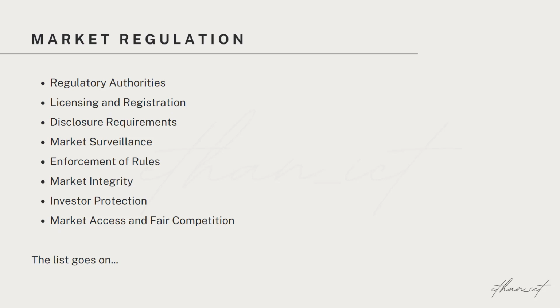For disclosure requirements, companies issuing securities in public markets must adhere to strict disclosure requirements. This includes providing accurate and timely information about their financial health, operations, and other material events. Investors rely on this information for more informed decision making. For market surveillance, regulatory authorities employ surveillance tools to monitor trading activities and detect market manipulation, insider trading, and other forms of misconduct. Advanced technologies and algorithms help identify irregularities in trading patterns.